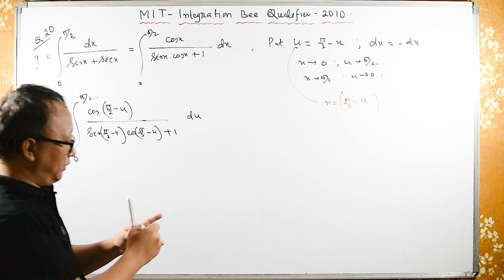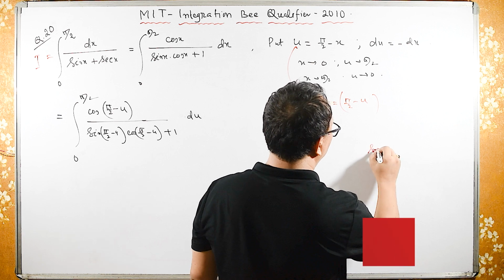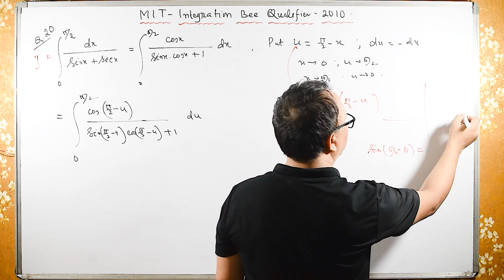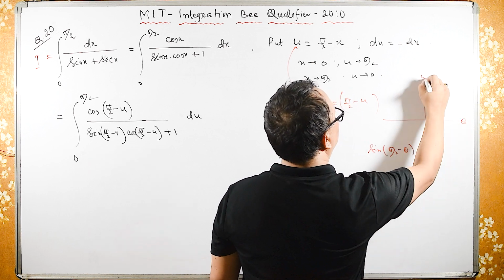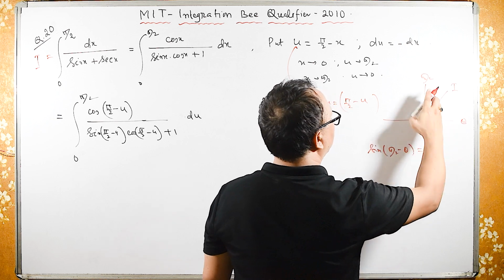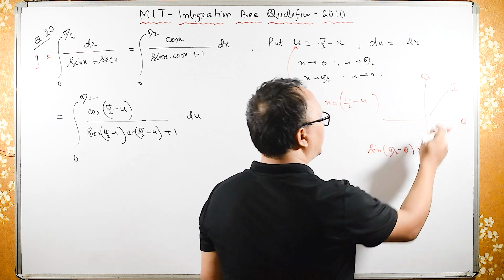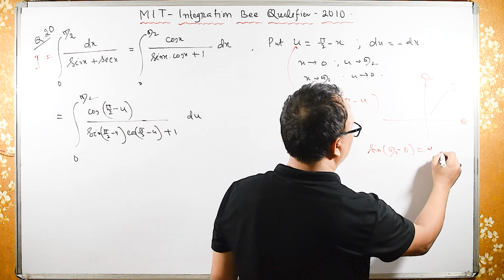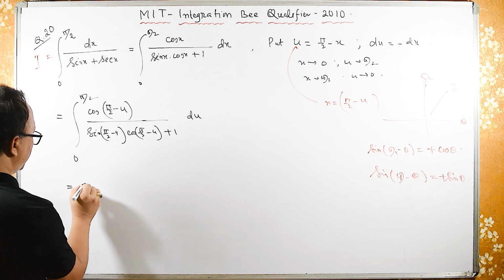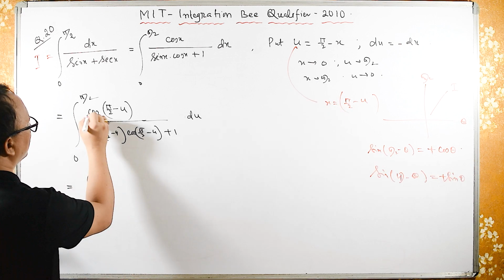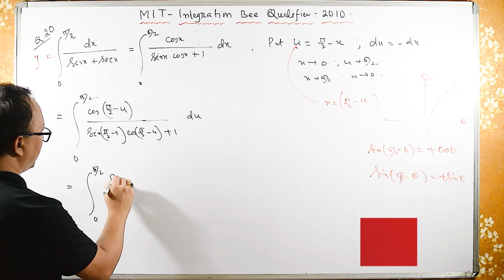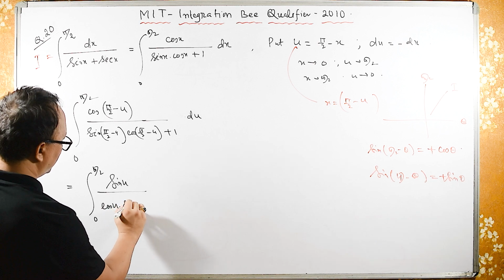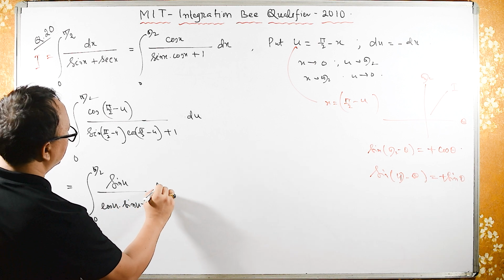We know that sine of pi by 2 minus theta, with pi by 2 minus theta in the first quadrant, where all are positive, whether sine or cos. So sine will go to cos of theta. Therefore this equals integral 0 to pi by 2, cos of pi by 2 minus u becomes sin u, upon cos u into sin u plus 1 into du.